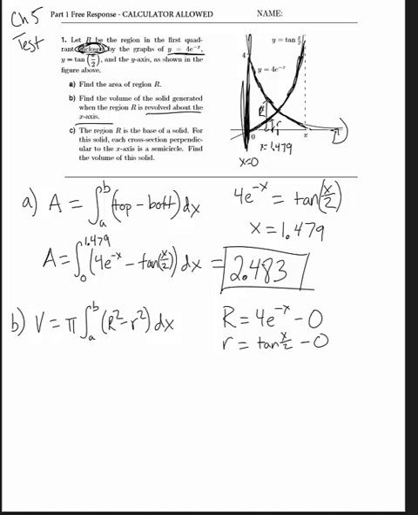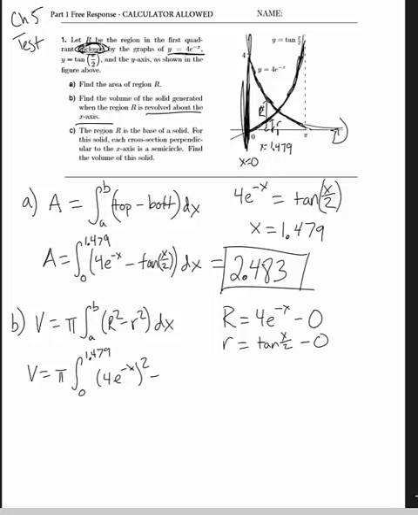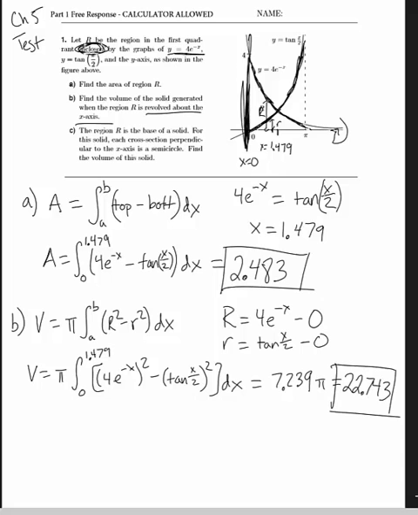Now we have the same endpoints, so volume equals pi times the integral from 0 to 1.479 of 4e to the negative x squared minus tangent of x divided by 2 squared dx. And we write that's going to be equal to, and two answers were acceptable, either 7.239 pi or you could have said 22.743. And that's the one I chose because I just typed all of that into my calculator.